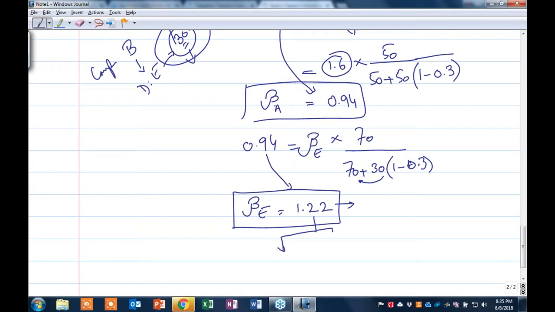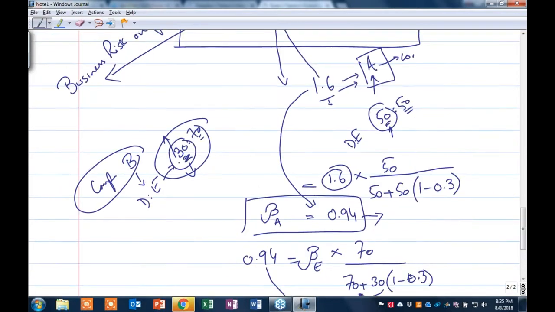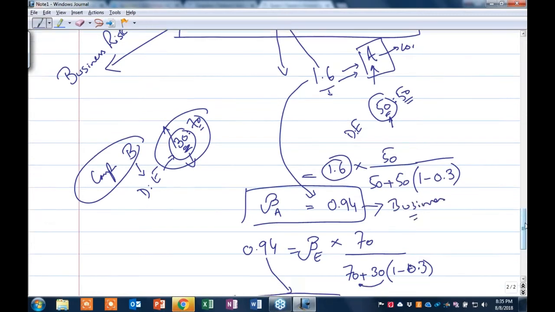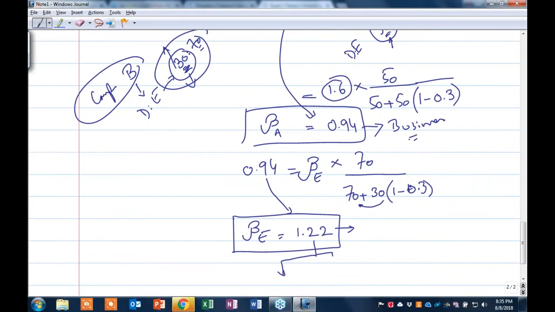As the asset beta, this asset beta is showing business risk only. Whereas our company is a geared company, so we will not only have the business risk, but we will also have the financial risk. But this asset beta is only showing business risk. So we have to calculate equity beta again, but this time we have to incorporate our financial risk.